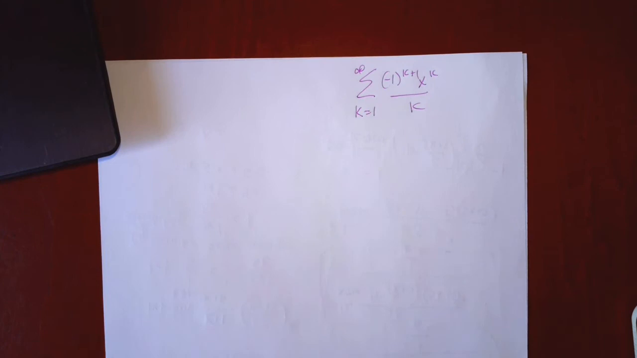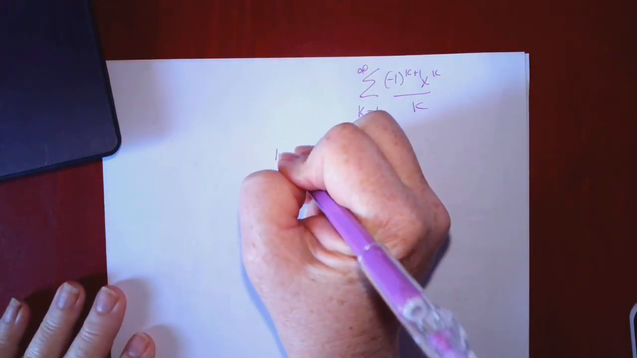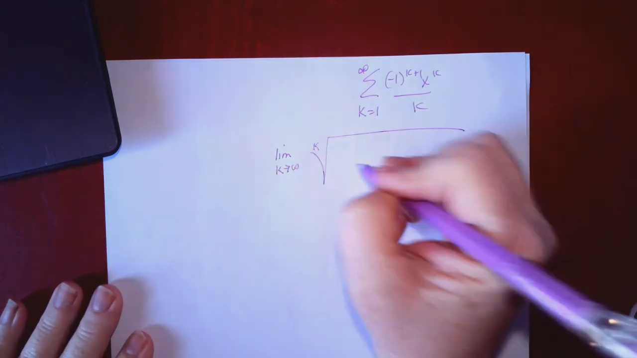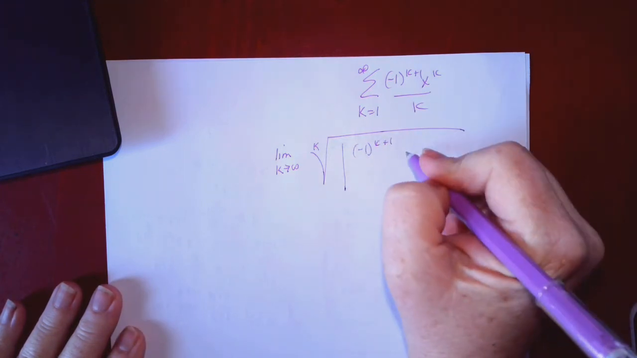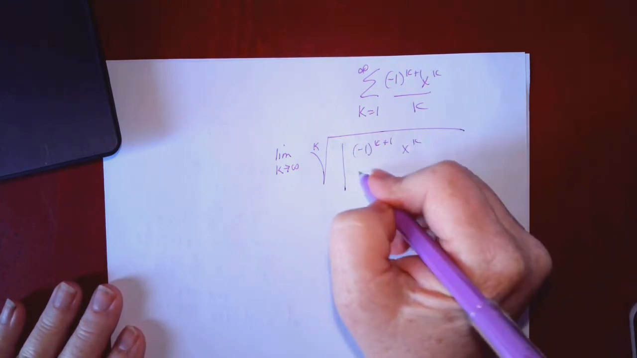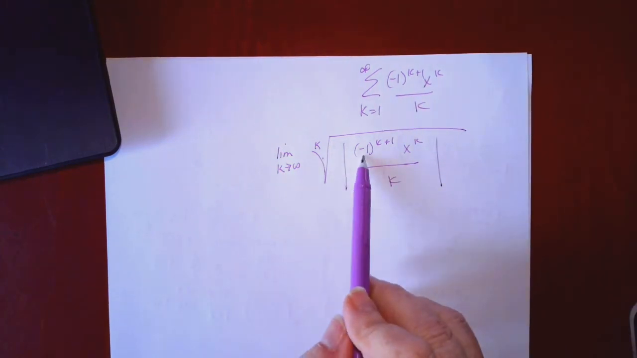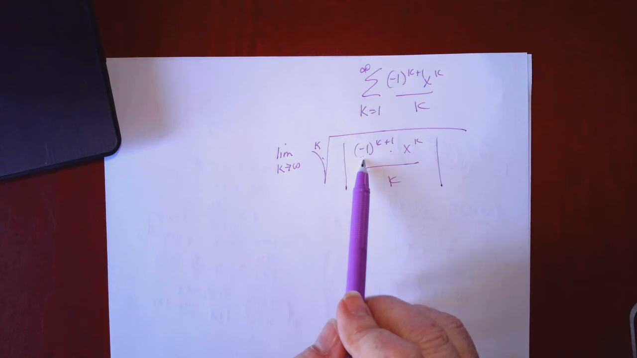So we can go back to what we did in the last section and use either the ratio or the root test. I'm going to use the root test, and we'd be looking at the limit as k approaches infinity of the kth root of the absolute value of (-1) to the k plus 1 times x to the k over k. Now, (-1) to the k plus 1 times to the 1 over k.